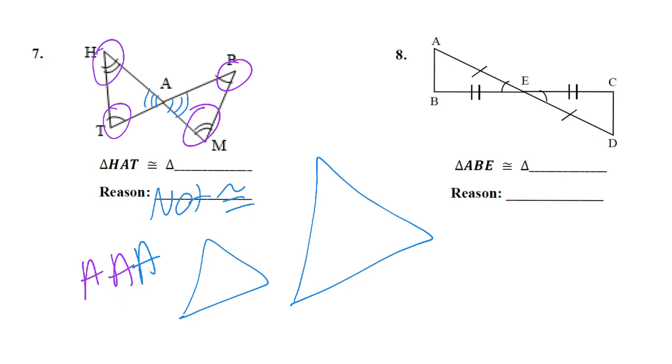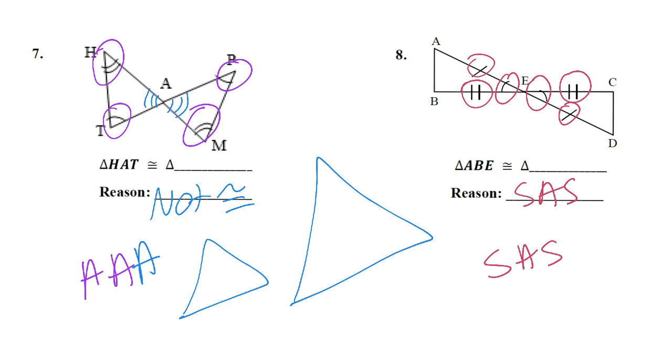All right, let's look at the last one, number 8. So I want to start with the single check mark because it's on the outside. So 1, I have a set of sides. Then I have a set of angles. And last but not least, I have a set of sides. So the reason is side, angle, side.